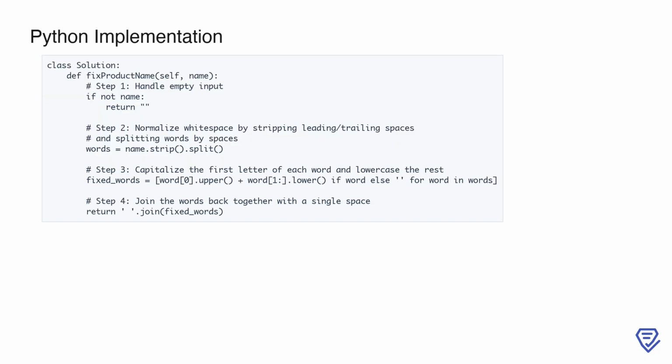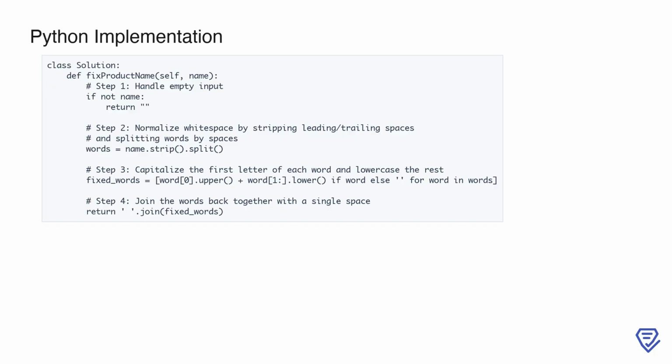The provided code is a complete solution to the problem of fixing product names. The goal is to ensure that each word in the input string is properly capitalized, first letter uppercase, the rest lowercase, while removing any leading, trailing, or extra spaces between words.